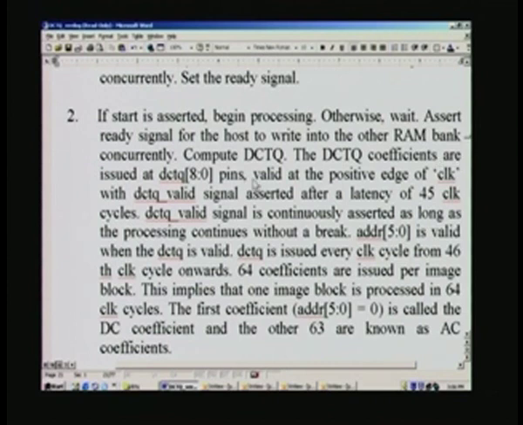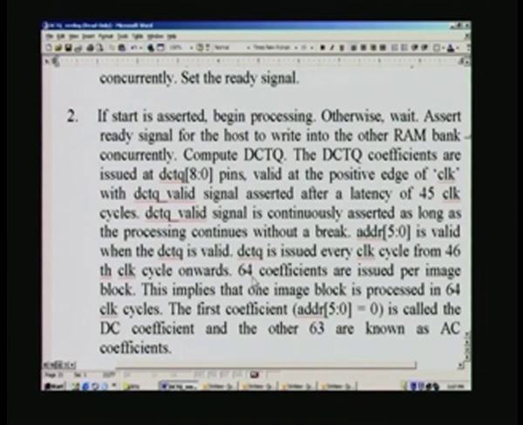DCTQ coefficients are issued at these pins, valid at the positive edge of clock, with DCTQ valid asserted after a latency of 45 clock cycles. This is what we have seen before, explained earlier. The DCTQ valid signal is continuously asserted as long as the processing continues without a break, and the output is valid when DCTQ valid is high. A coefficient is issued every clock cycle from the 46th clock cycle onwards, which we have seen recently, and 64 coefficients are issued per image block. So one block of image contains 64 pixels and 64 coefficients are coming.